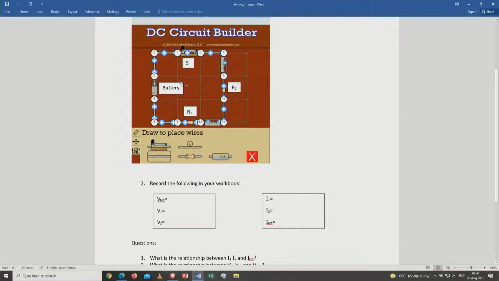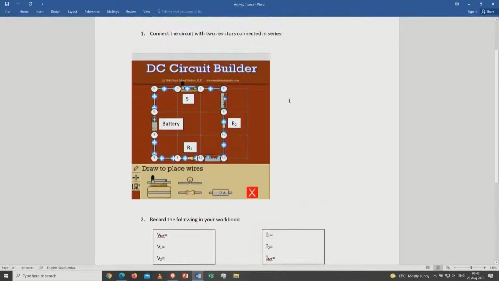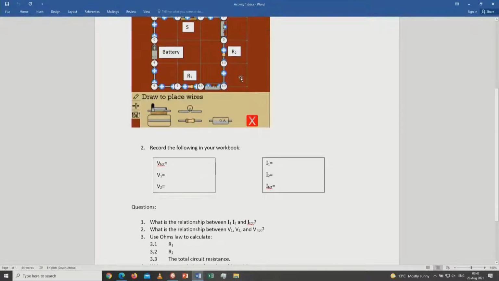Colleagues, once you have a screenshot of that, you can paste it on a Word document. This is a Word document. Then you can add text boxes to put in these labels. That is what I have done. Now, in this circuit, what we expect the learner to do is to connect the circuit with 2 resistors connected in series. So these are the resistors that are connected in series, but we'll build that circuit. As I've indicated, this is just a screenshot.